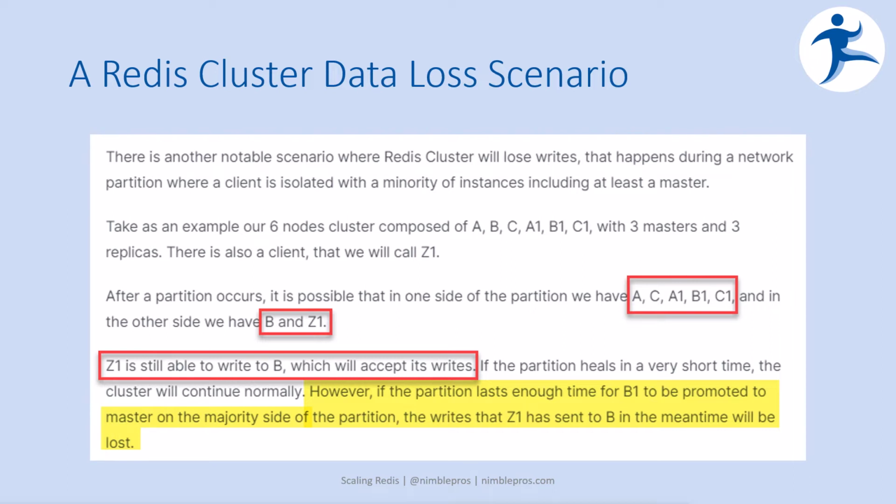Essentially, if a network partition occurs, leaving the client with access to a minority of instances that includes at least one master, that master may receive a write, while in the meantime, its replica is promoted to master on the majority side of the partition. If the network is then restored, the master in the majority will be kept, and writes that were sent to the one in the minority are lost. As long as we're okay with this possibility, we're good to go.